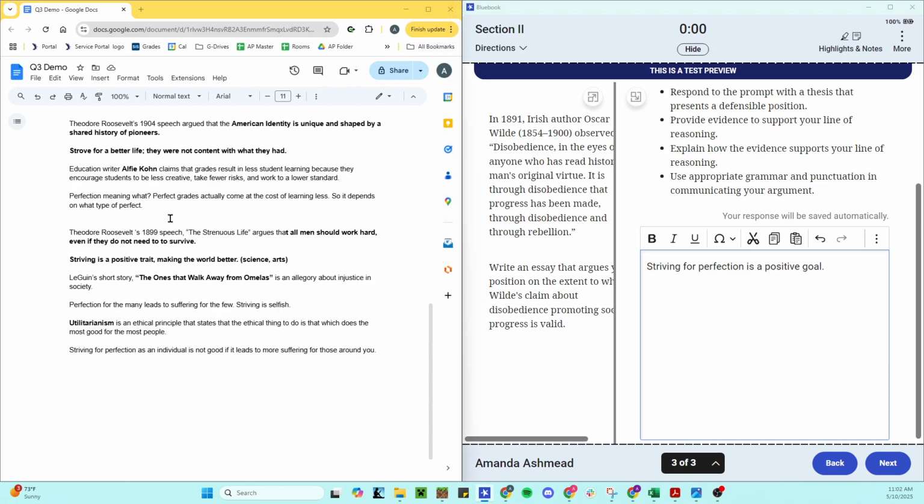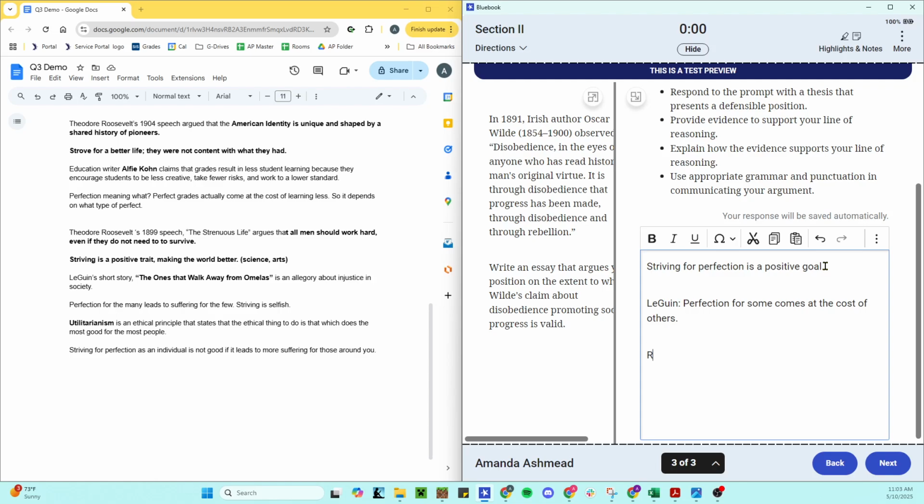So I want to group mine, and it won't let me copy paste, will it? Nope. Okay, I should have done it differently. All right, so looking at the ones I have left, I know I want to use Le Guin. Le Guin, the perfection for some comes at the cost of others. That's pretty peak.